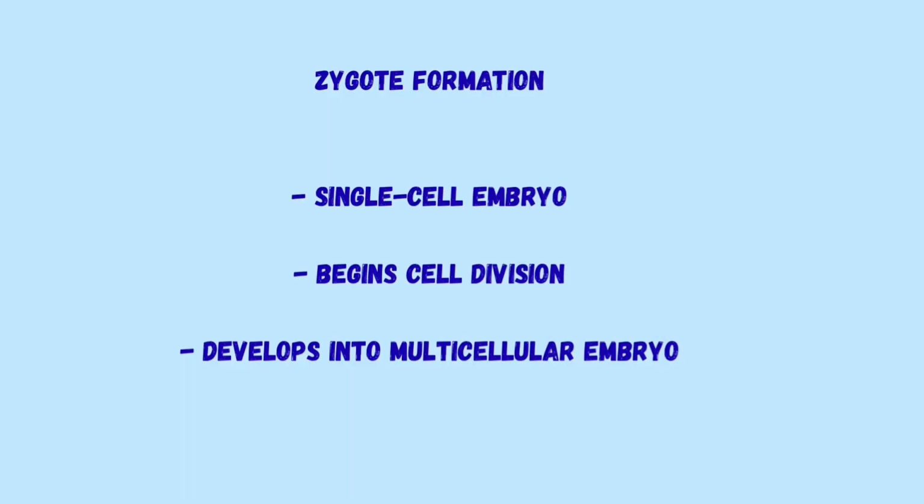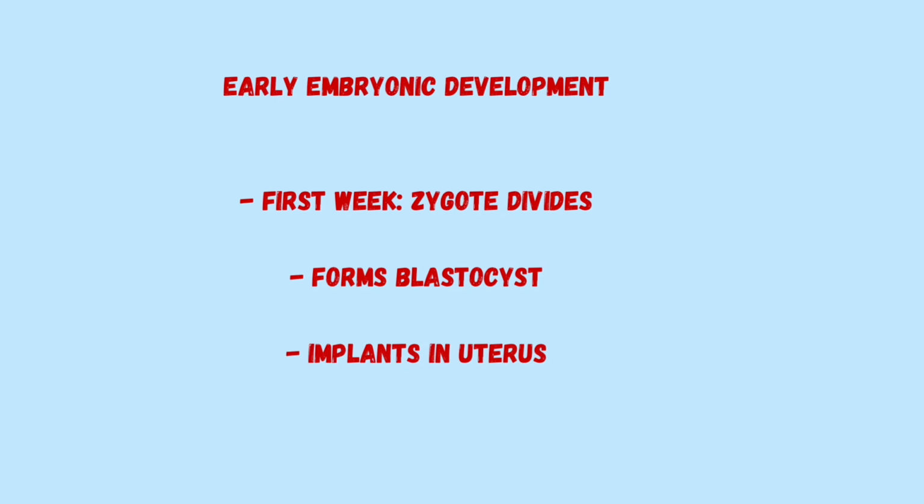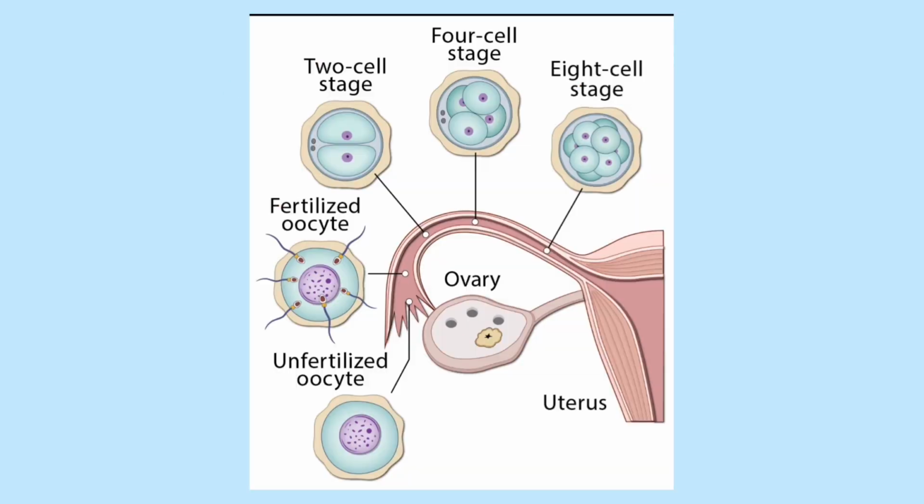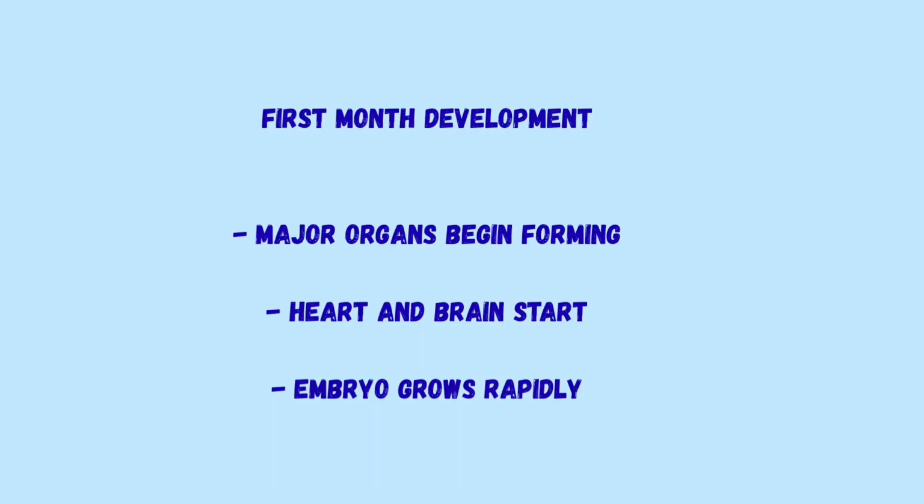A single cell embryo begins cell division, then develops into a multicellular embryo. Now we will see the early embryonic development. In the first week the zygote divides and forms a blastocyst. Next it implants in the uterus. Okay, in the first month of development, major organs begin forming, heart and brain start. The embryo starts growing rapidly.